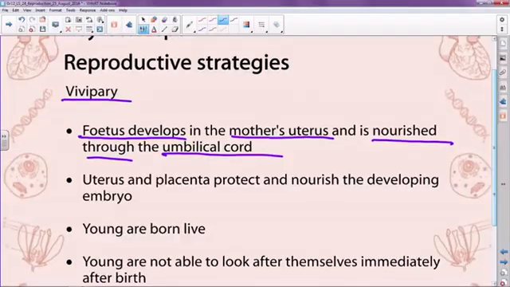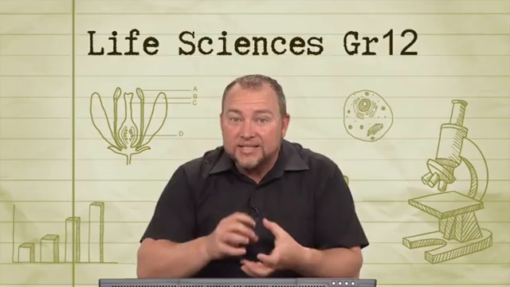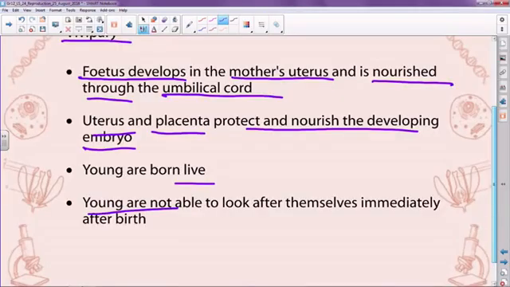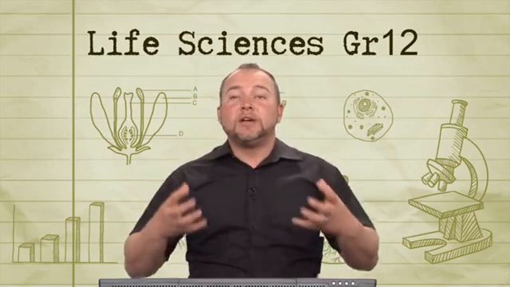If we have a look at what happens, the uterus and the placenta protect and nourish the developing embryo. Young are born alive. So it's the same as a snake, but they were inside the shell first. This one, they are always born alive. That's me and you. That's why we were born alive. And then young are not able to look after themselves immediately after birth. That means we need parents to look after us, and if we have parents to look after us, we have a better chance of surviving.